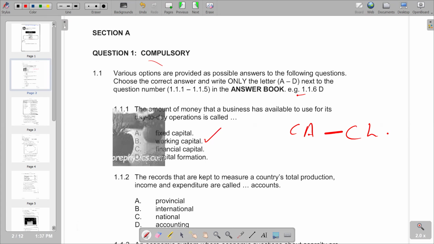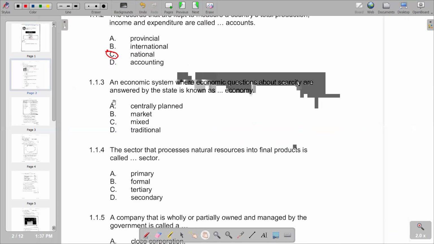The records that are kept to measure a country's total production, income, and expenditure are called dash accounts. We have got provincial, international, national, and then we have got counting. So you see that the correct response that we have there is national, and we have got our national at C. So national becomes the correct response that we have.